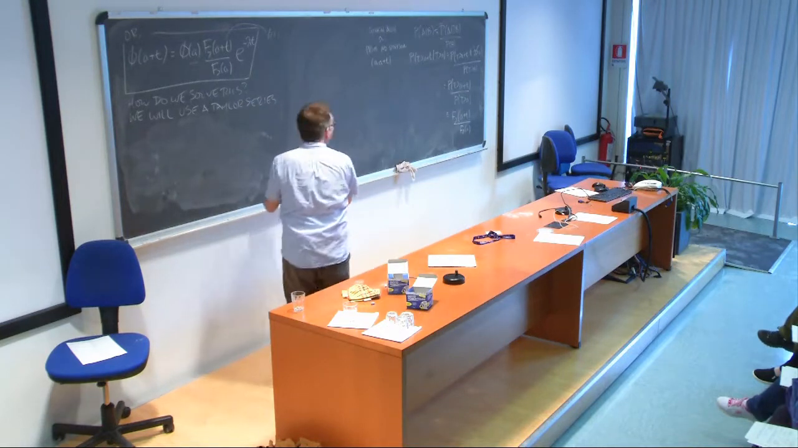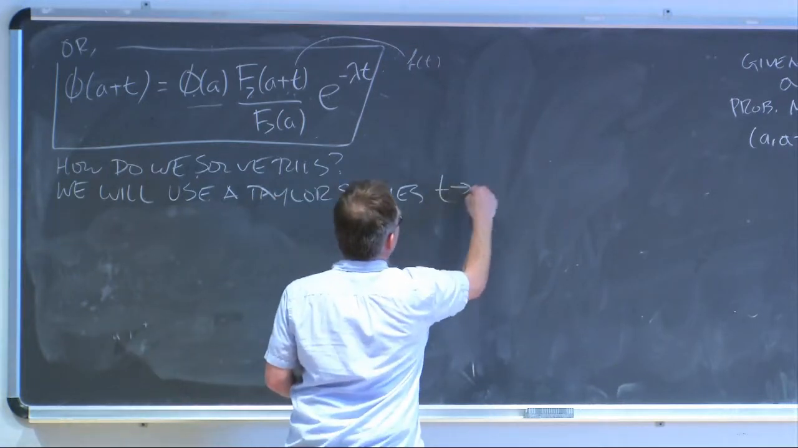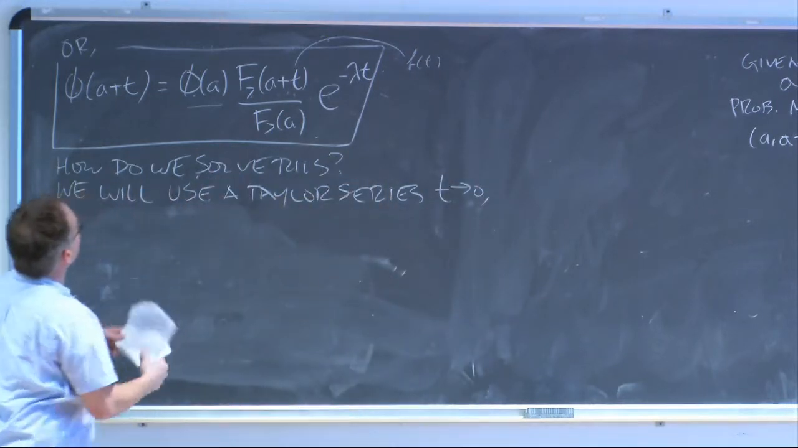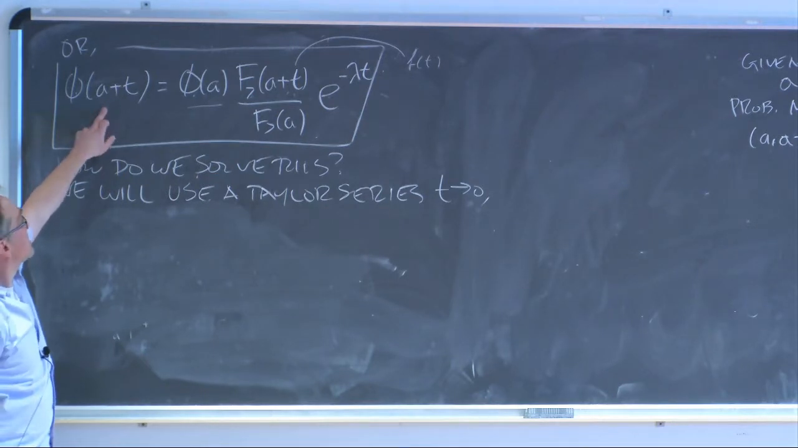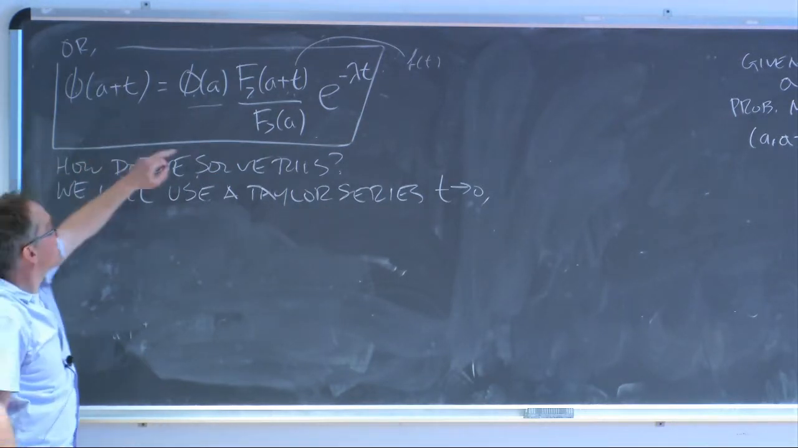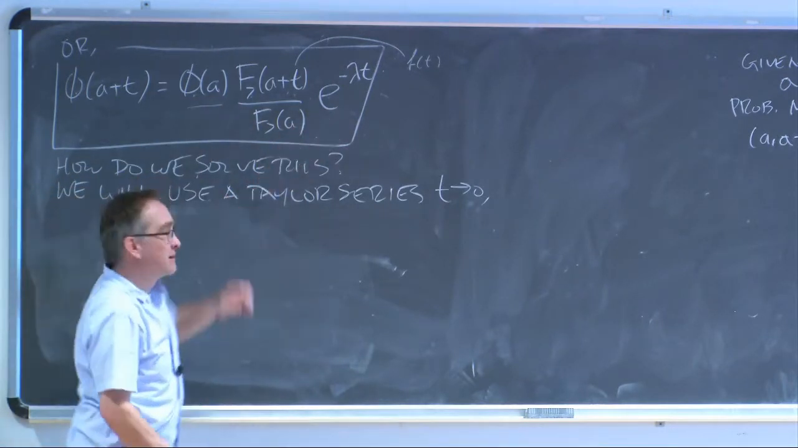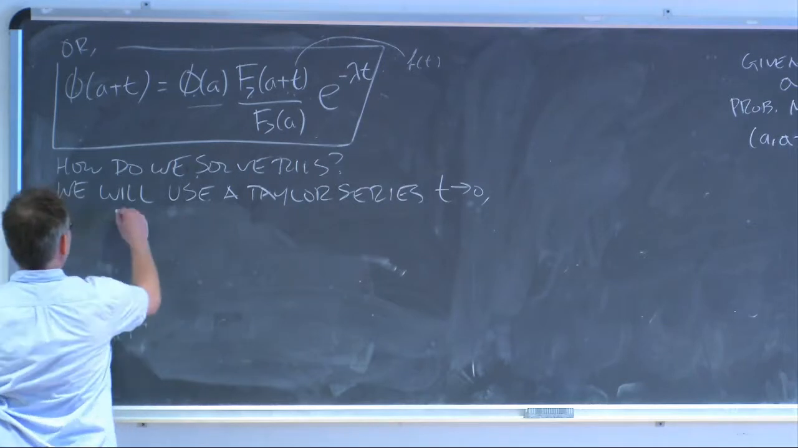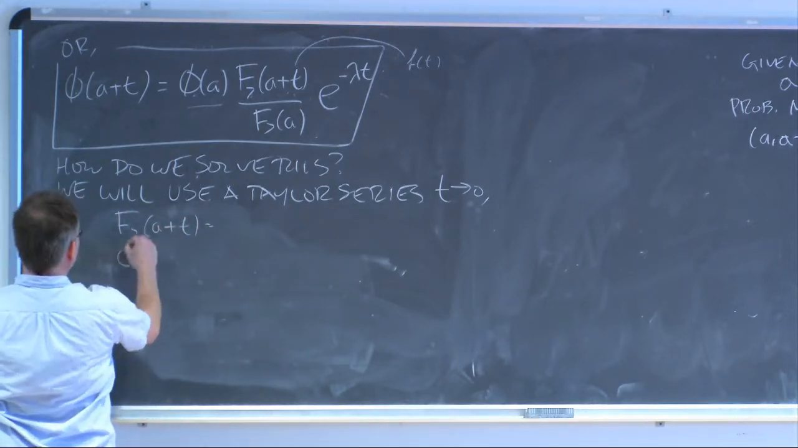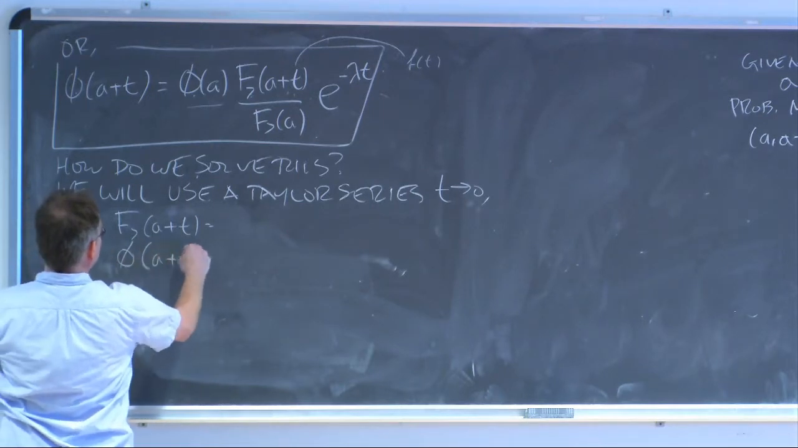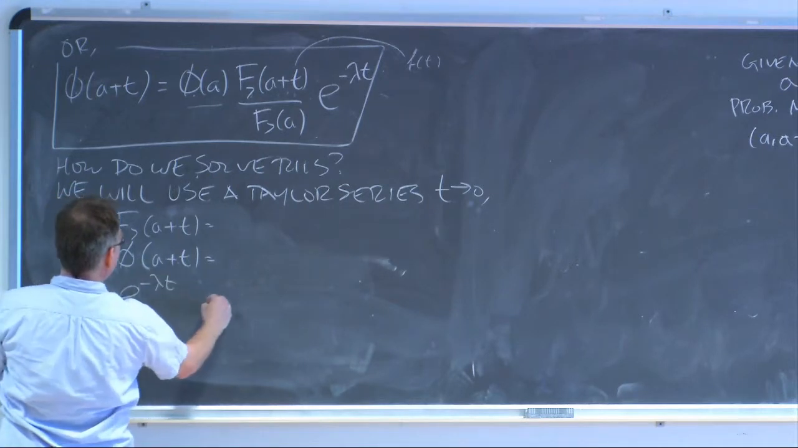Okay, and so if we take this, use a Taylor series with t going to zero, then we can re-express these finite increments as infinitesimal changes. So we'll Taylor expand this, we'll Taylor expand this, we'll also Taylor expand this. Okay, and so we have that F greater than A plus T, and we have phi A plus T, and we have e negative lambda T.